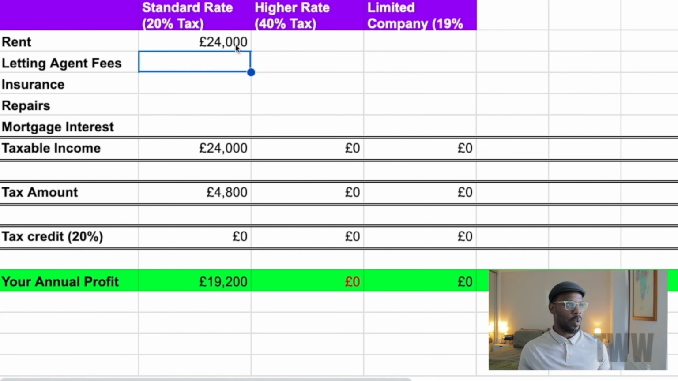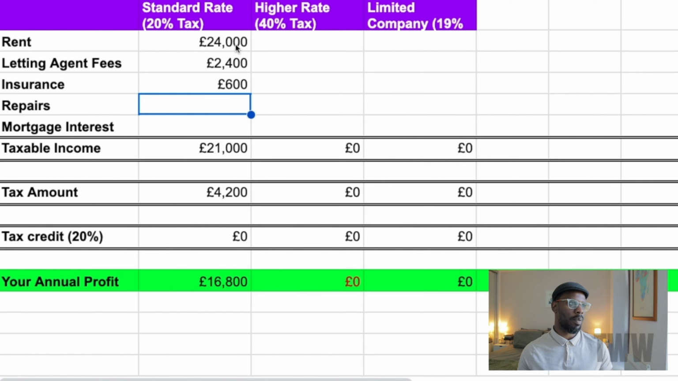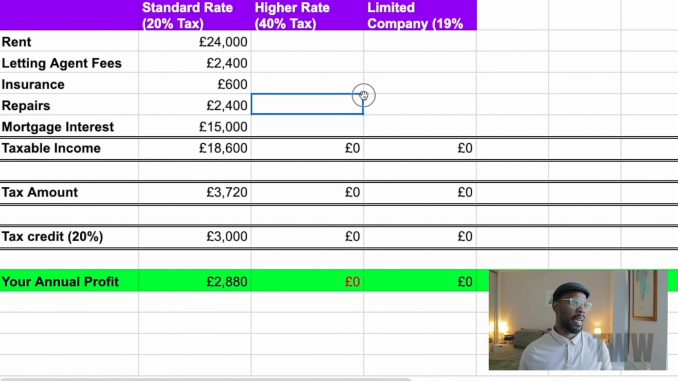Let's say that your letting agent fees are 10% of that per month, so £200. That works out to £2,400 per year. Let's say that insurance on the property you own is £50 a month. That's about right, £600 per year. And let's say that your repairs are £200 per month over the course of the year, so £2,400 per year. And let's say that your mortgage interest is £1,250 a month, so that's £15,000 per year.